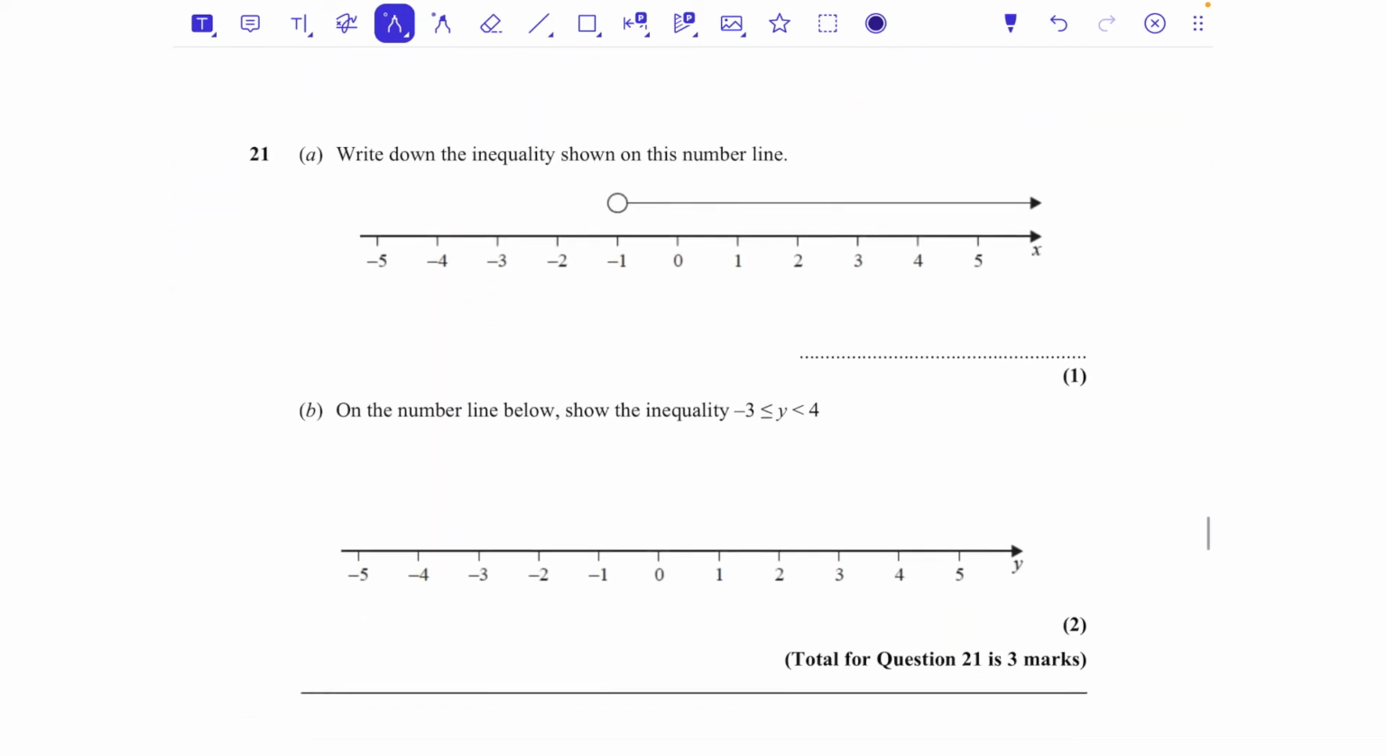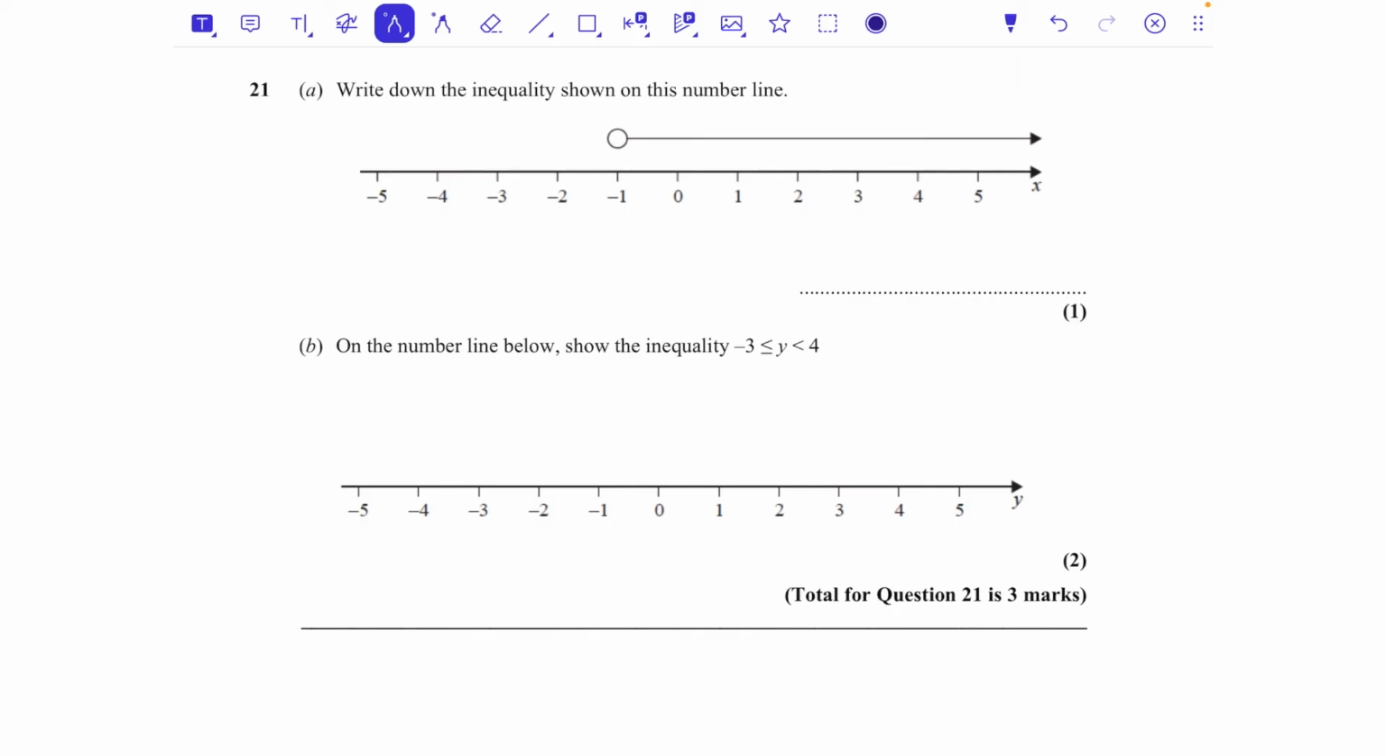Great. Question number 21. Write down the inequality shown on this number line. So we've got our circle over the -1. So we can see that we need to use the letter X because that's labelling on the graph there. And X is all of the numbers that are bigger than -1. Like that. Now we need to decide, is it equal to or not? And that's decided by whether it's coloured in. So if that circle was coloured in, I'd be saying it's equal to. But because it's an open circle, we're just saying X is greater than -1.